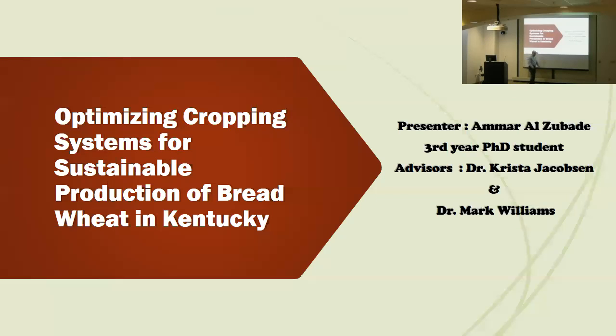Hello, everyone. Today, we're going to talk about optimizing cropping systems for sustainable production of bread wheat in Kentucky. Historically, Kentucky and other states east of the Mississippi River have produced soft red winter wheat. Soft red winter wheat is used to produce cookies, cakes, and all baked products except bread.